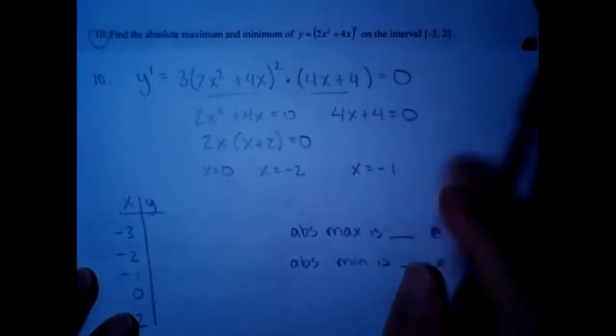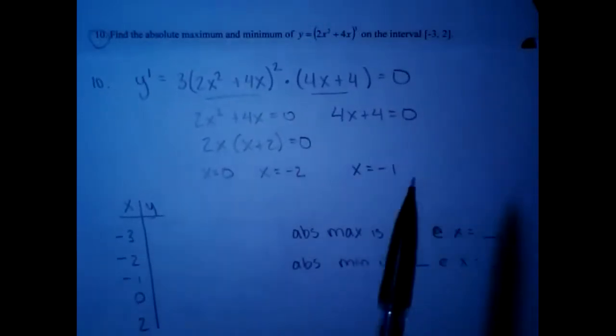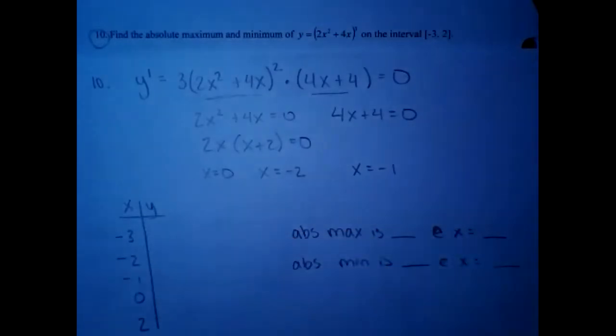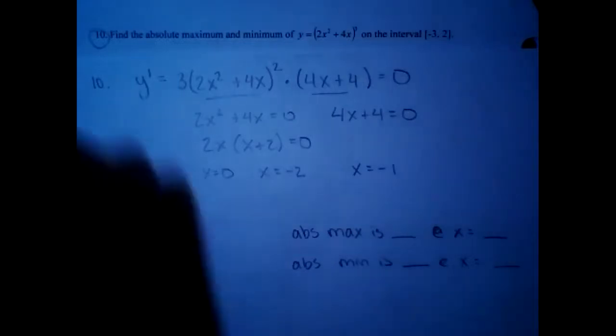Now it says, oh, it doesn't say justify. Well, if it says justify, the chart acts as your justification. So there's not like a sentence that you need to write there. The chart is your justification for that.